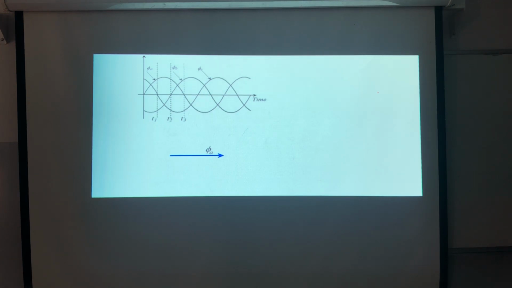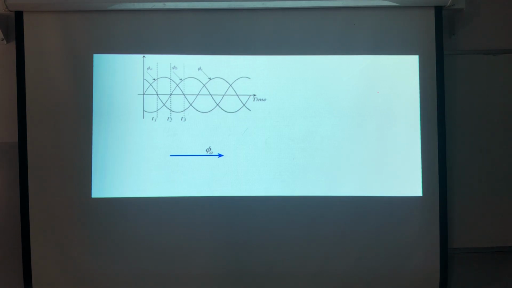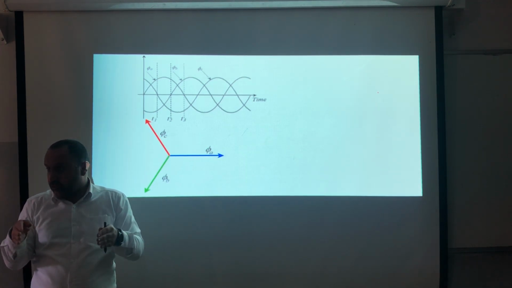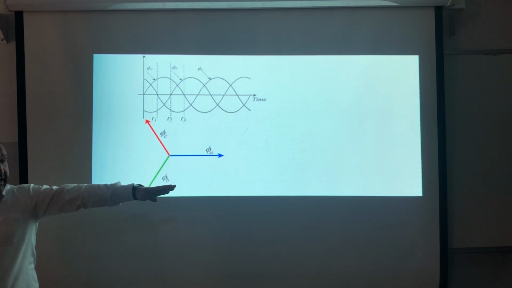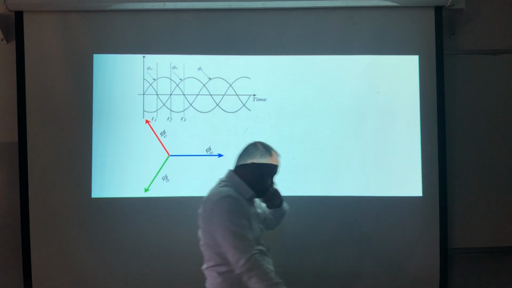Now, at a given time, the flux of the phase A will direct toward the axis of A. It's governed by the right-hand rule, correct? And the flux of B will direct toward the axis of B, the same thing as C. Now, because the current is alternating, the amplitude will change, but the direction will be the same. All the time, this is the axis. All the time I'm pointing toward A, B, and C, 120 degrees between them. Correct?